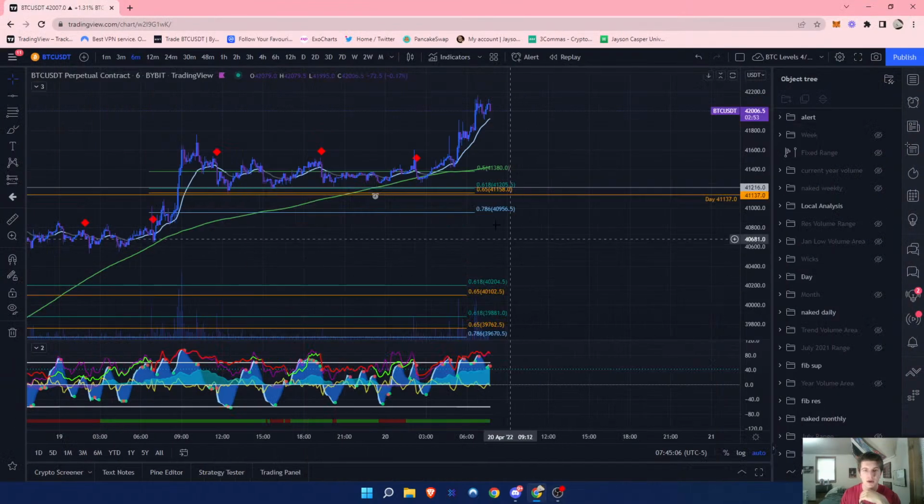Okay. What is weird about this is that the 12-minute is diverging, the 24 is diverging, but the 6-minute isn't, and money flow is coming up. Confusing.